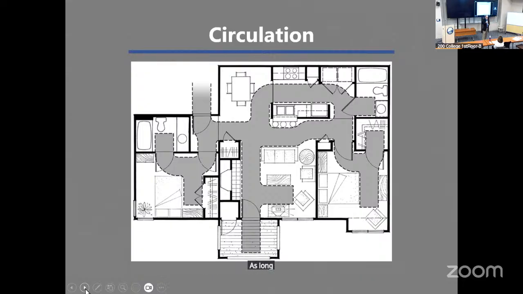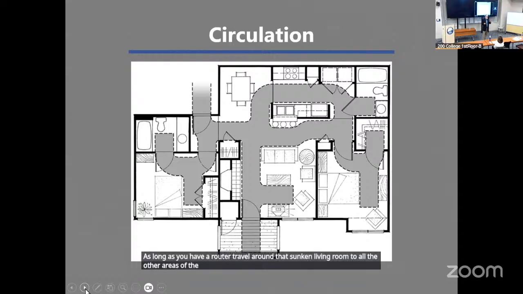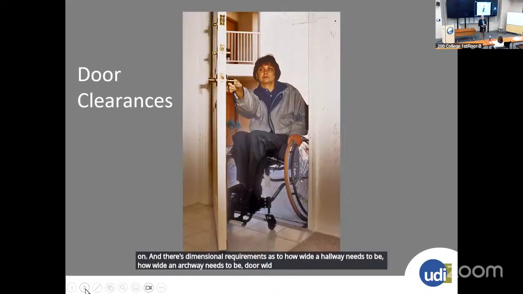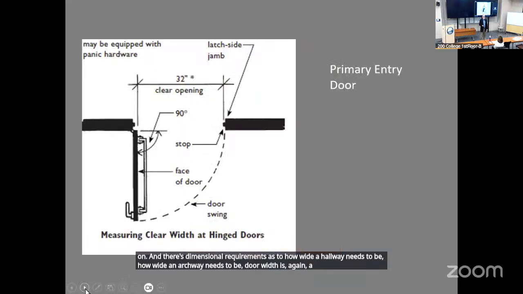As long as you have a route of travel around that sunken living room to all the other areas of the house. Not very complicated. You have to be able to get to all the occupied spaces without a problem, without any barriers and so on. And there are dimensional requirements as to how wide a hallway needs to be, how wide an archway needs to be. Door width is again a pretty picky thing.